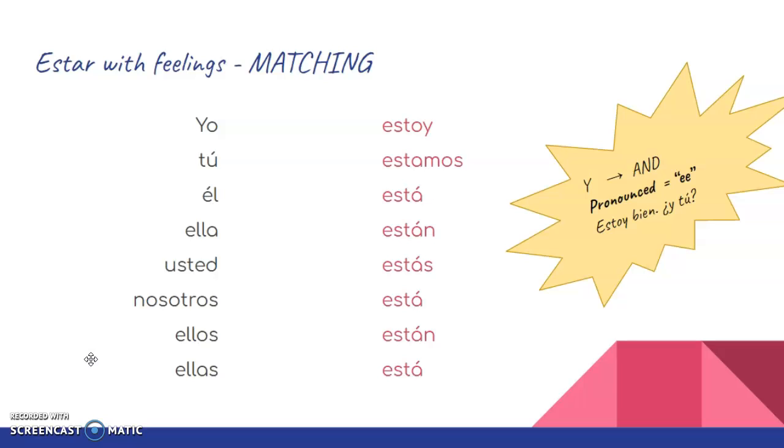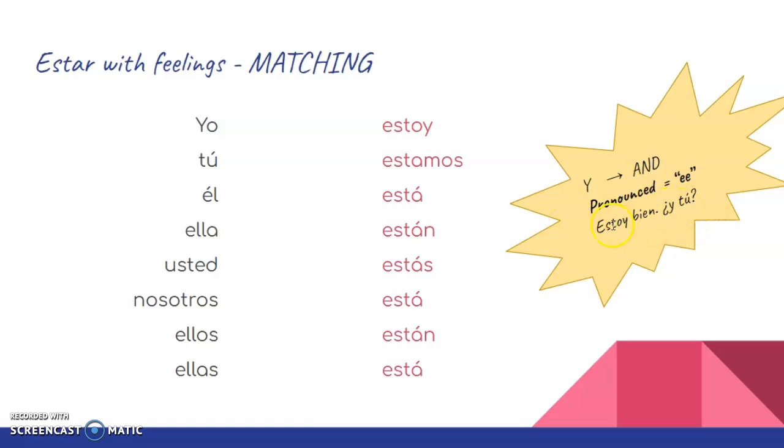Okay, before we go on, I want to take a chance. Look at this big thing, Y. The letter Y by itself is actually its own word. And I need you to put that in your notes as well. That word, Y, means and. It's pronounced E. So if I said, estoy bien, ¿y tú? E. That Y, you just say E.